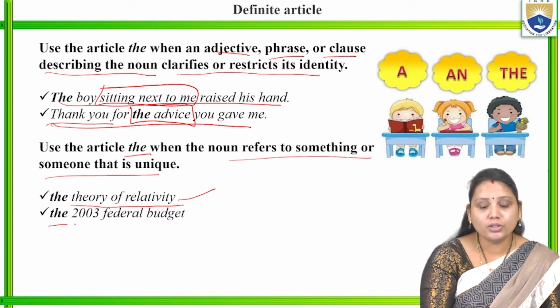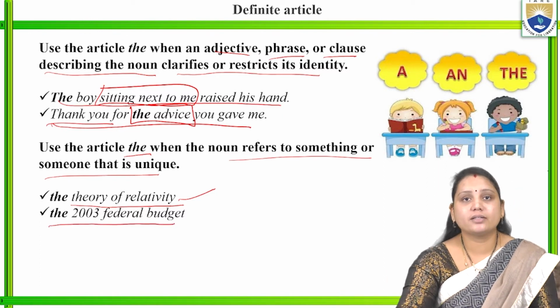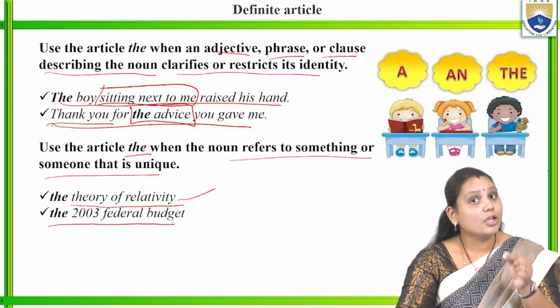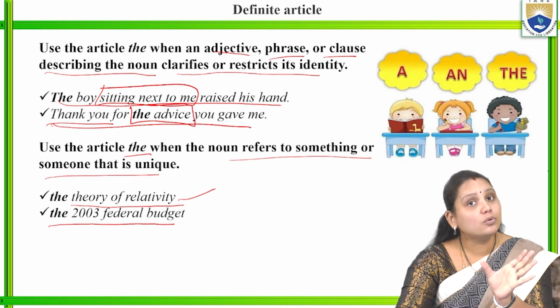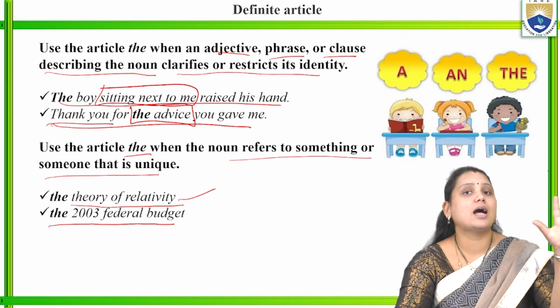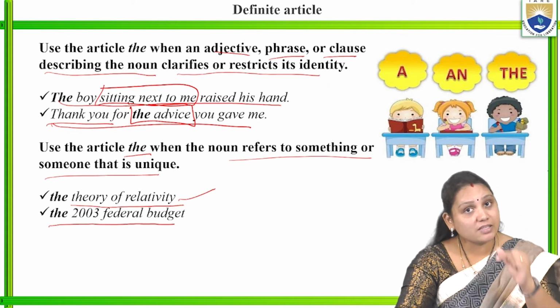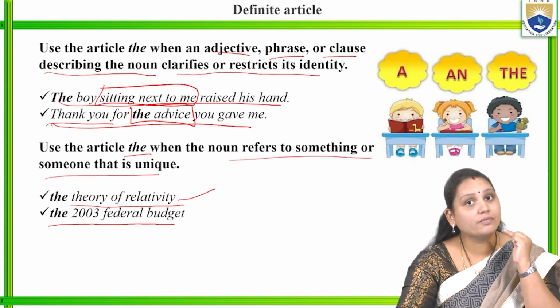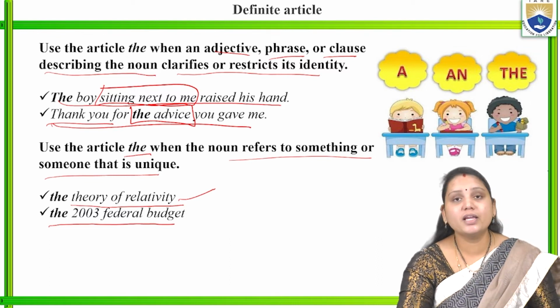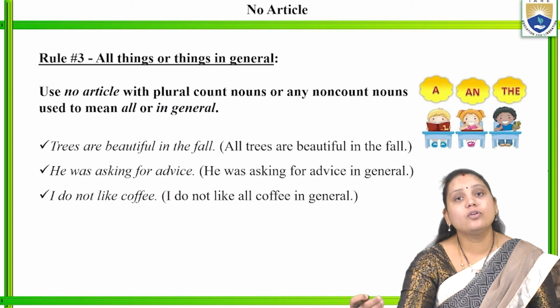Next, the 2003 federal budget. There are many years, but we are talking specifically, uniquely, only about the 2003 budget. We are not talking about the budget of the other years. We are specifically talking about the budget of the year 2003. This is the specific identity, the way you are going to use the definite article.